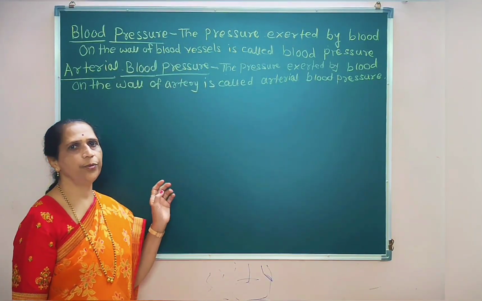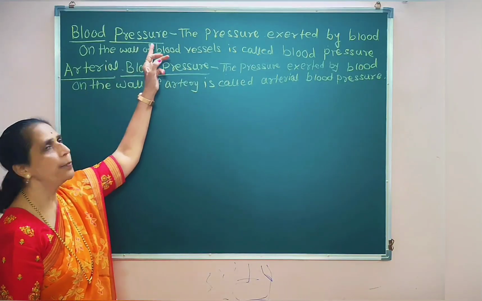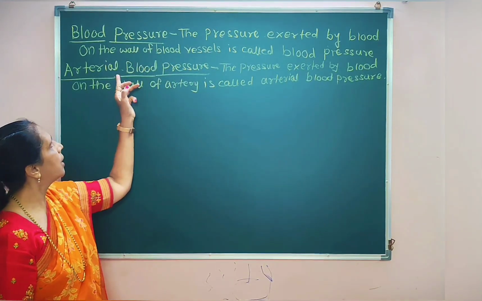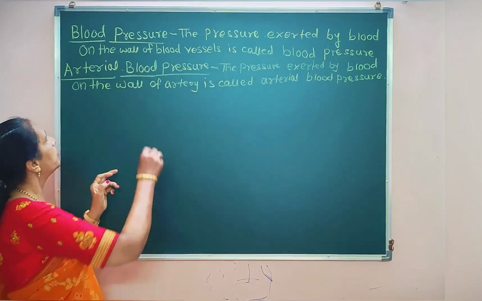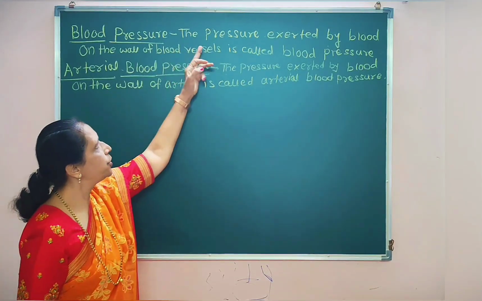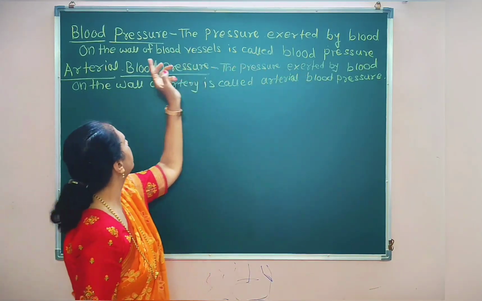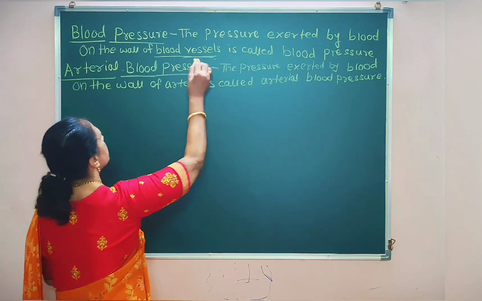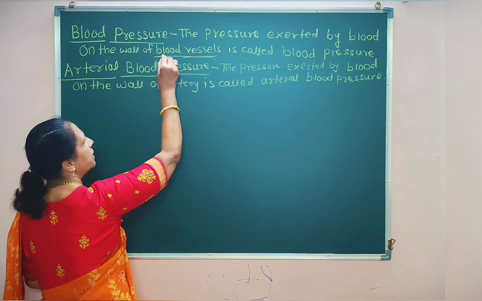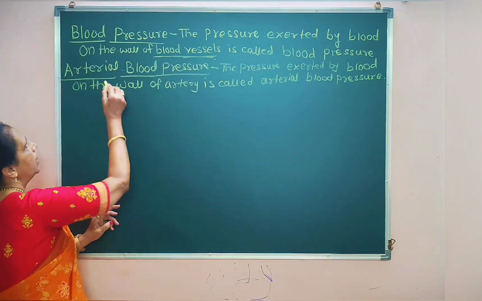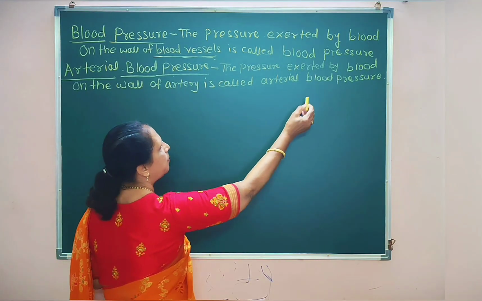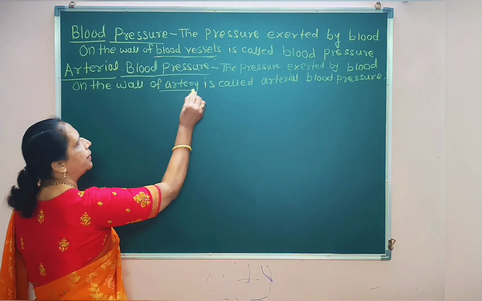Students, in this lecture we are going to discuss blood pressure. There are two different terms, blood pressure and arterial blood pressure. Blood pressure means the pressure exerted by blood on the wall of blood vessels, while arterial blood pressure means the pressure exerted by blood on the wall of artery.